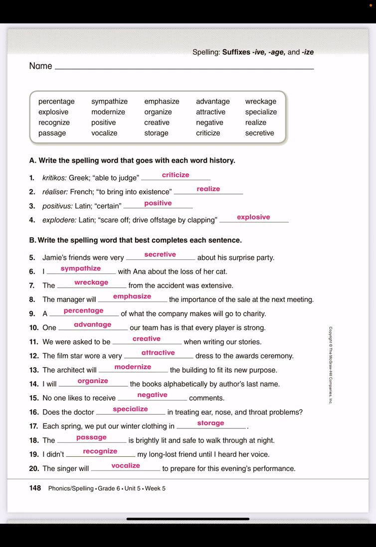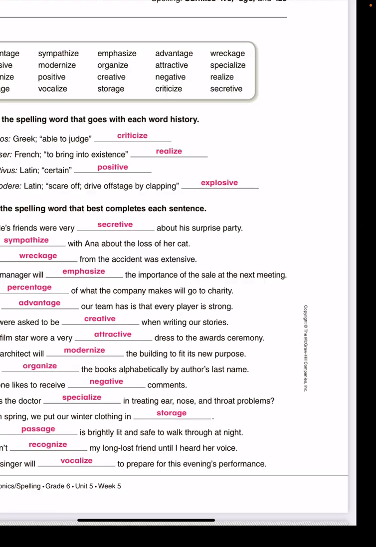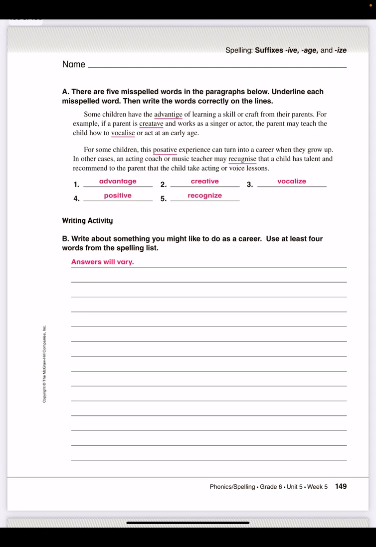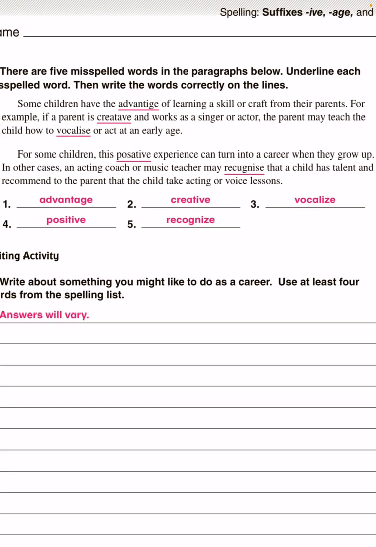Okay? And then you are going to complete the sentences. Now, make sure you're actually reading these. You'll get a better understanding of what these words mean and how to use them, and hopefully how to spell them. Finally, you have your 5 misspellings on 149. And maybe we'll share some super sentences when we reconvene tomorrow.